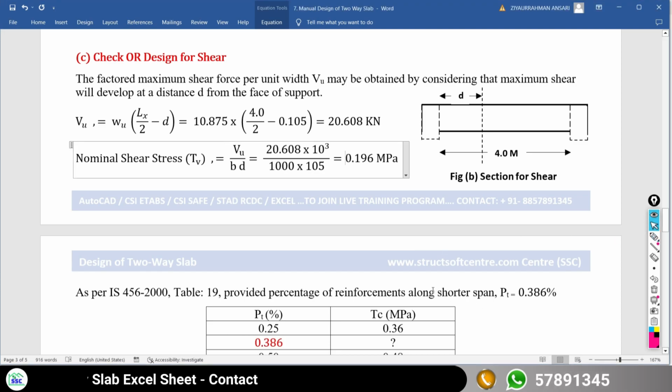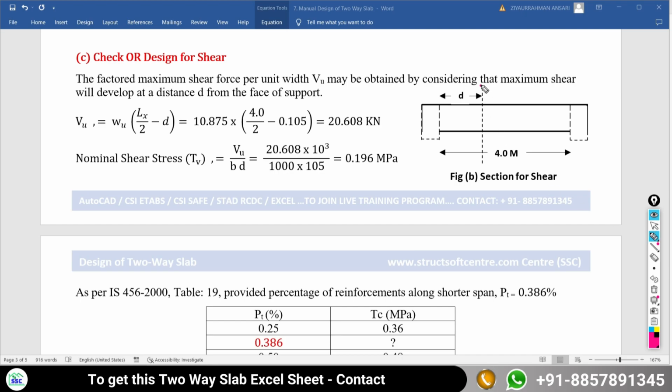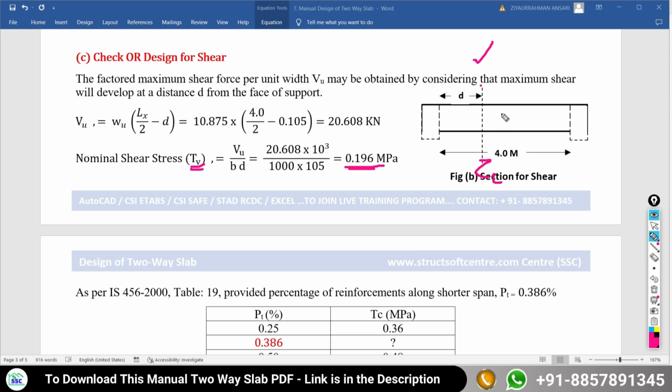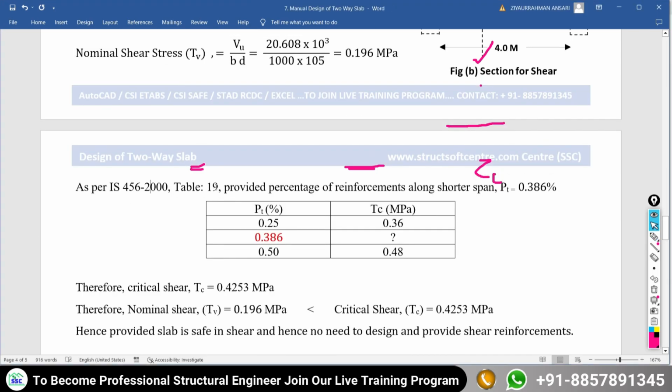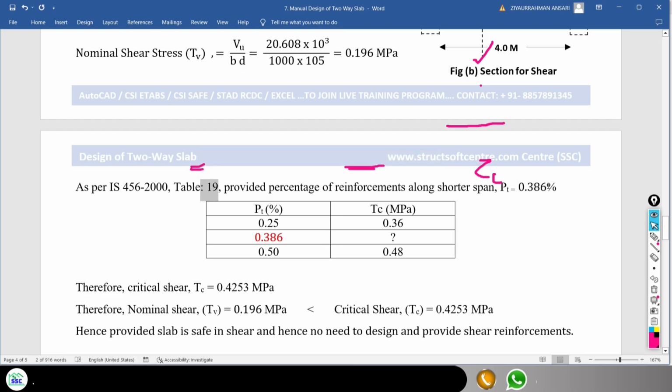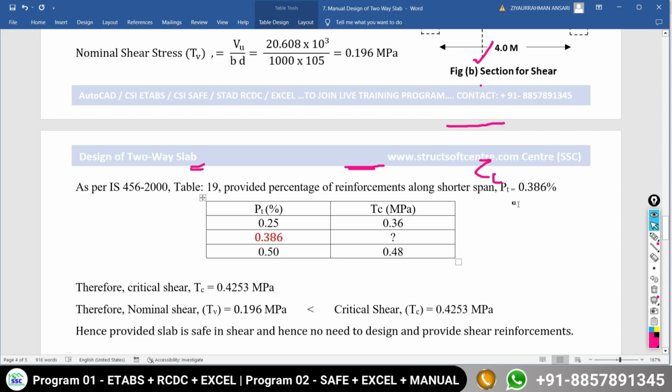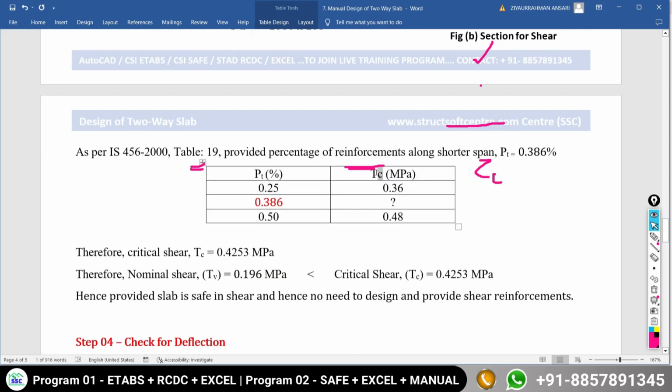Next we have to calculate how much the capacity of this section is. This much shear stress is developing at this particular section, but what is the critical capacity? Up to what value can this section carry the stresses? Due to loading and the available section, how much is the capacity for resisting the shear, which we need to calculate due to the presence of the percentage of reinforcement. As per IS 456-2000 table number 19, in respect of the percentage of reinforcement and grade of concrete, we have to calculate the critical shear resisting capacity of this section. So tau c we have to calculate.